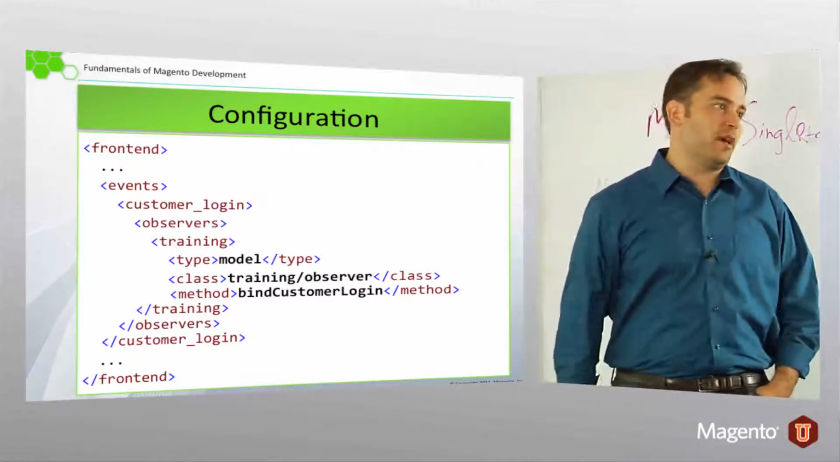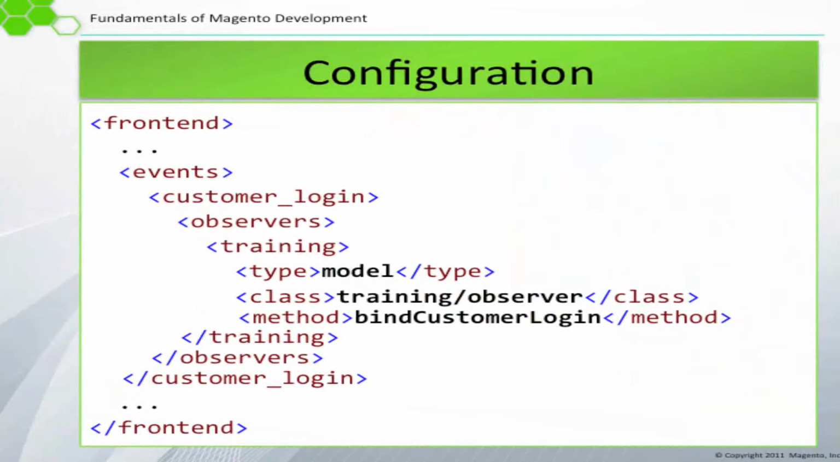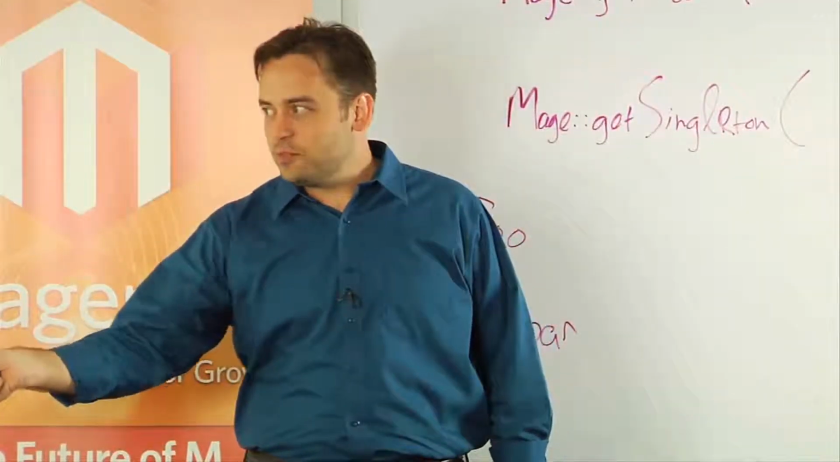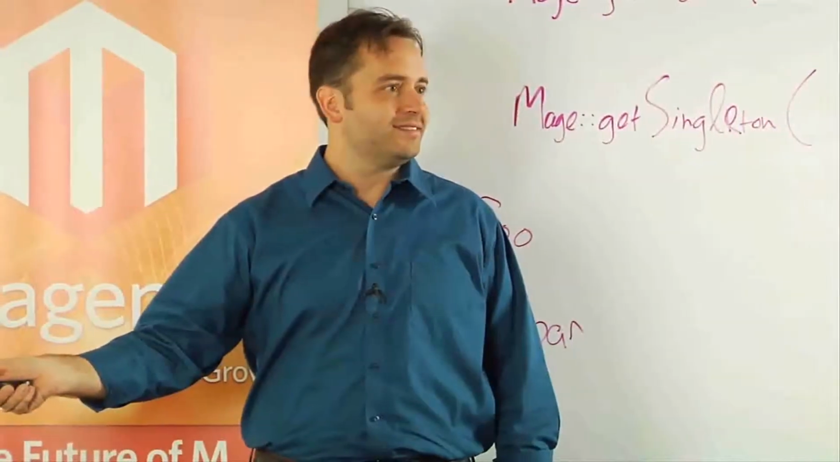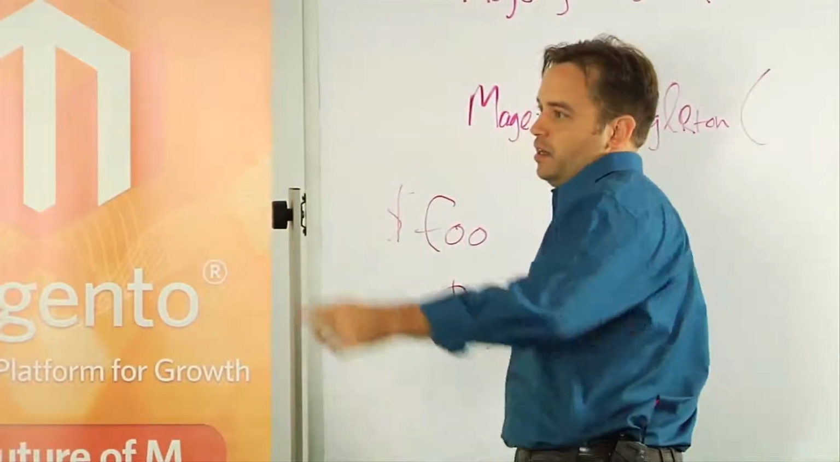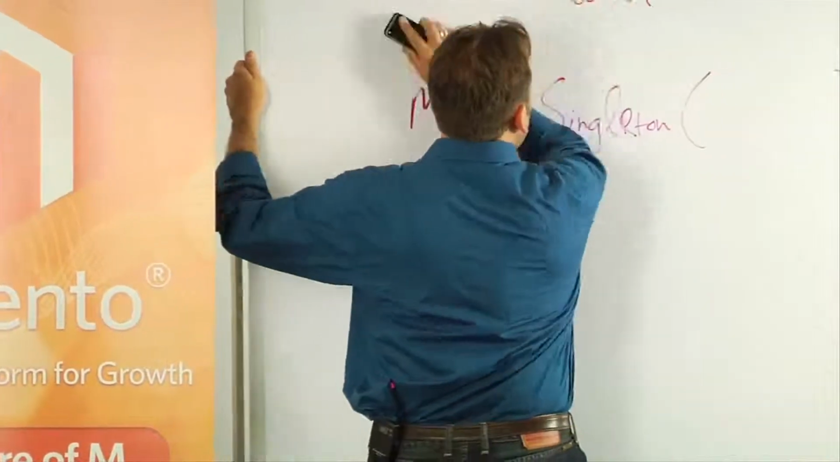Now the other two parameters inside of our little spot in the observers node: class, training, observer. Okay, this is the string that gets passed into either get model or get singleton. Simple. It's instantiated, and then this method is called. Okay? So in this case, I would expect your training is going to map somewhere.